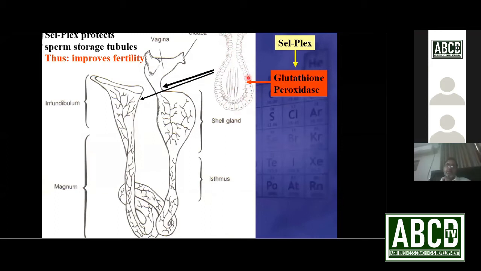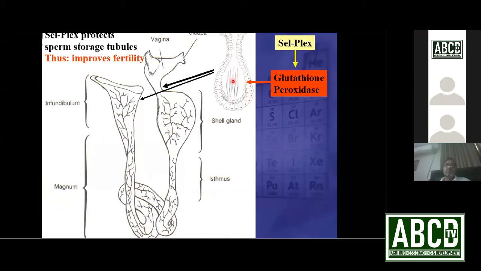Of course, this is not only selenium. You would have also the role of vitamin E here. You have a role of these pigments called canthaxanthin. You have zinc, you have vitamin C, you have copper and manganese working on some other enzymes that also will help protect in these sperm storage tubules.